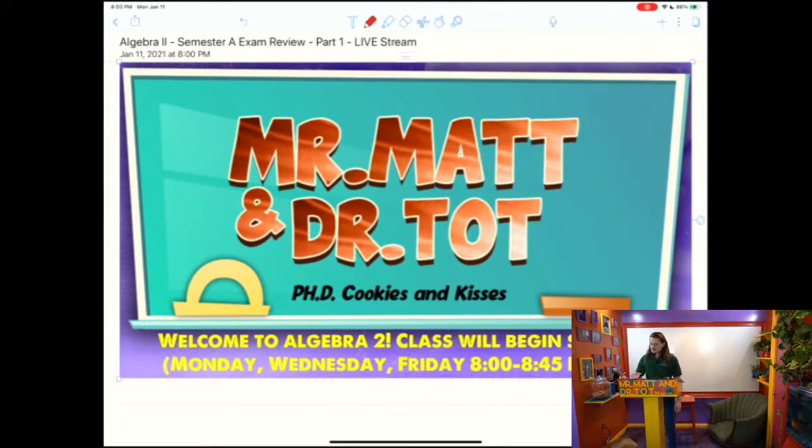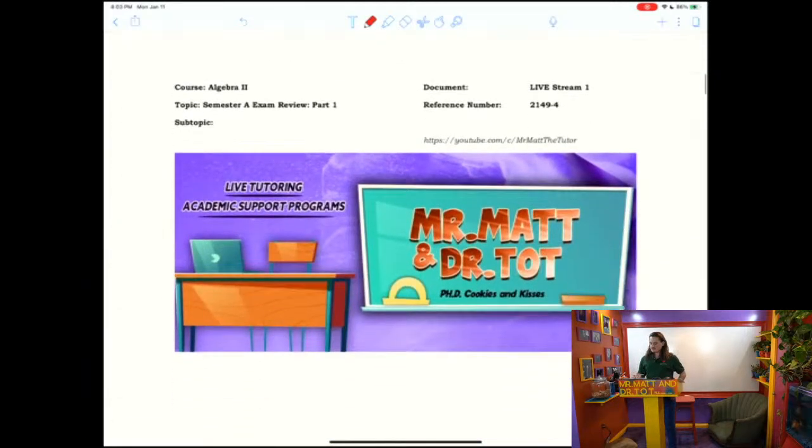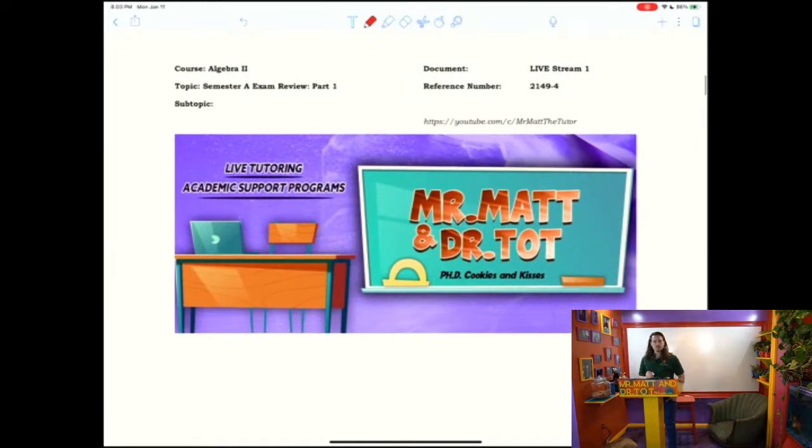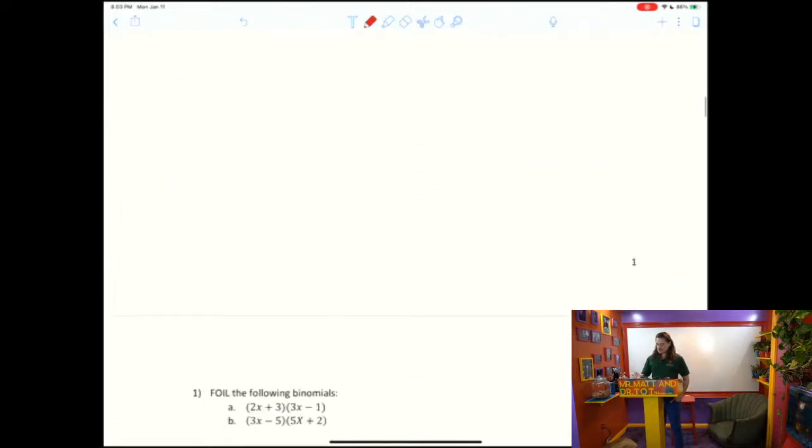So this document is going to be posted on Certified Learning Center's website. The link will be in the description below, and just make sure that you're looking at the document that has a reference number of 2149-4 that I'm circling right there. If you got that, then you know that you're in the right place. Otherwise, let's go ahead and get right into it.